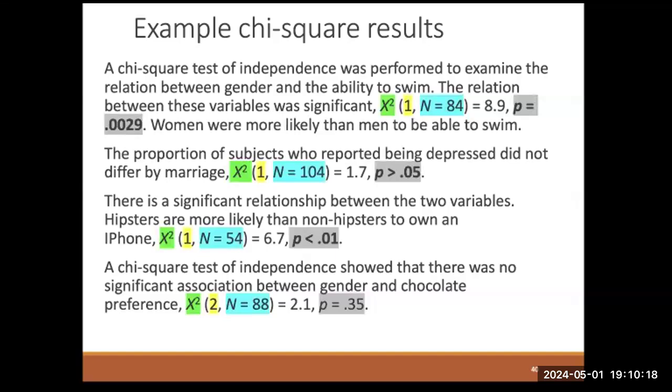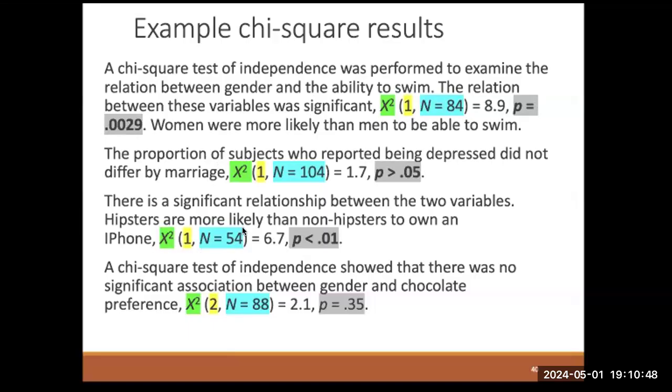That's a type of analysis. That means it's chi-square. In yellow is the degrees of freedom, right? So it's number of groups minus 1. So in the first 3 examples, we only had 2 groups. In the first group, all they looked at were women and men. In the second example, depressed or not depressed, or married or not married. Those are the 2 groups. That's why you had 1 there.